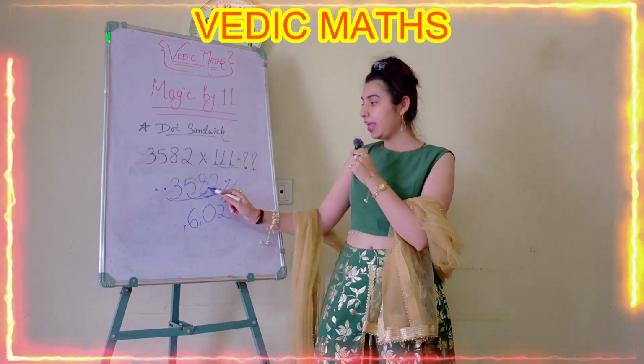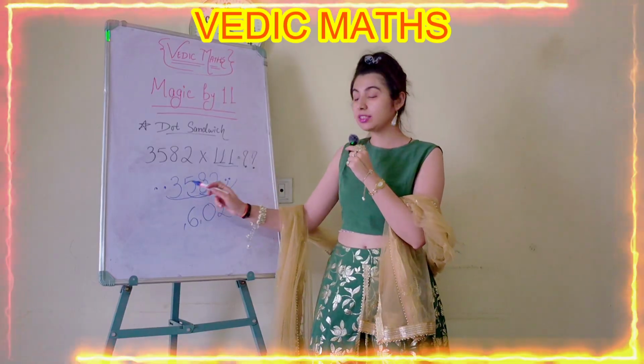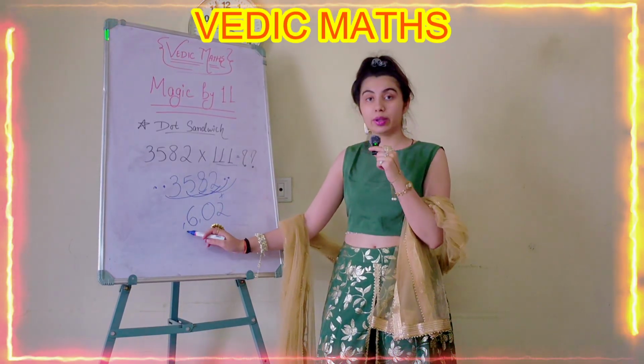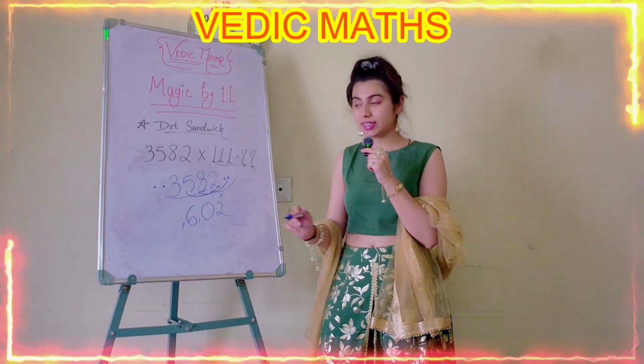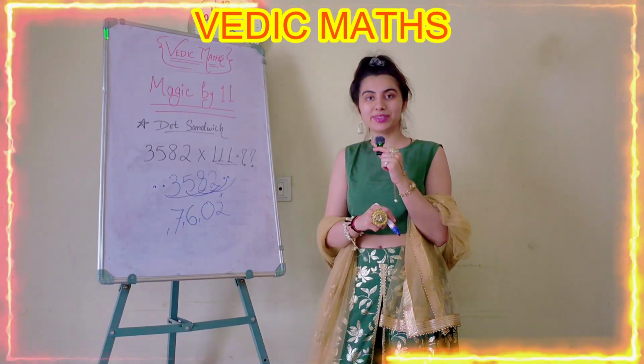Okay, so 8 plus 5 plus 3. Now what will it be? So 8 plus 3 is 11, plus 5 is 16. Now one more, and that will be 17.